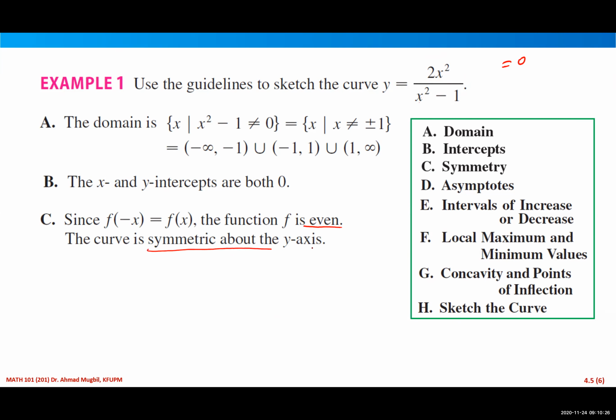So what do we know about that? What is the benefit of knowing that it is even? It will be symmetric about the y-axis. So if you sketch it here, let's say like this, here it will be similar to that, like this.